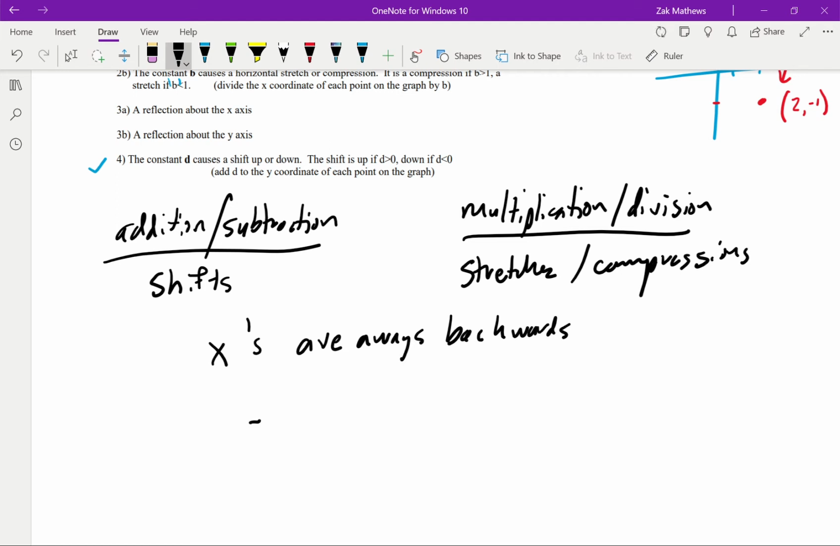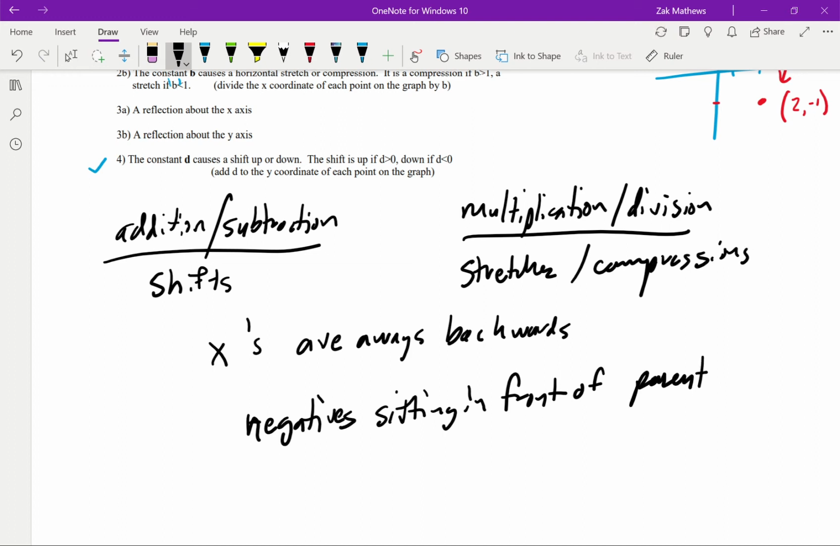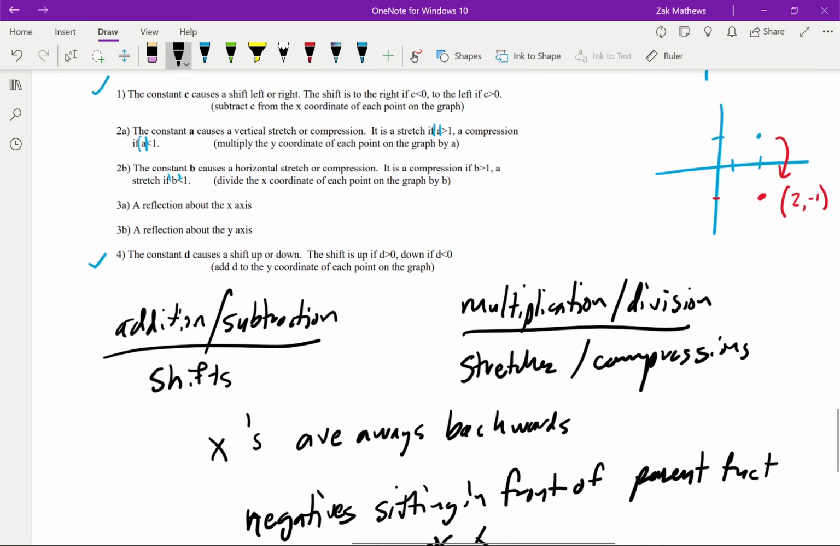And then if we have negatives sitting in front of the parent function or the x, those are reflections. Okay, so we need to think about first off, do we have addition, subtraction, multiplication, division, or do we have a negative? And then is it attached to the x, is it attached to the y? Remembering x's are always backwards, they're always opposite.